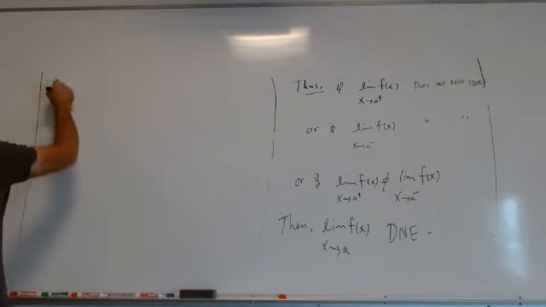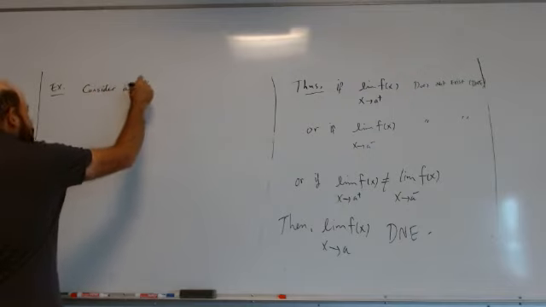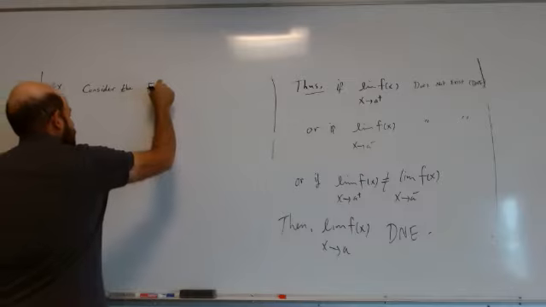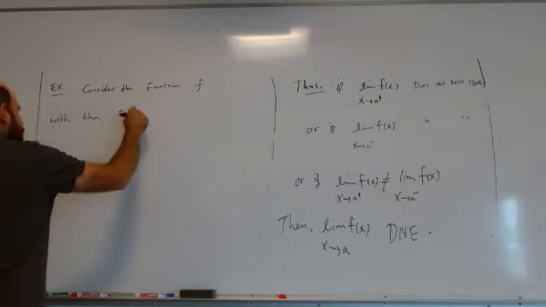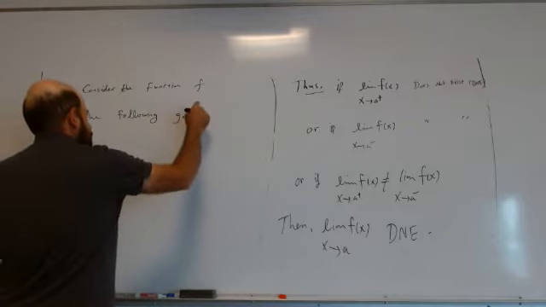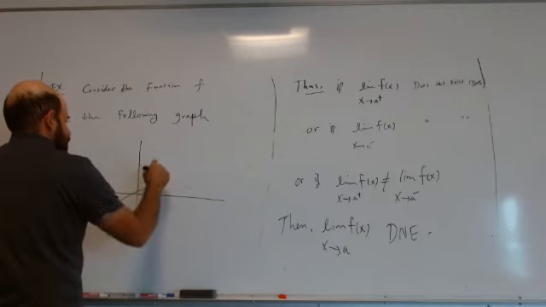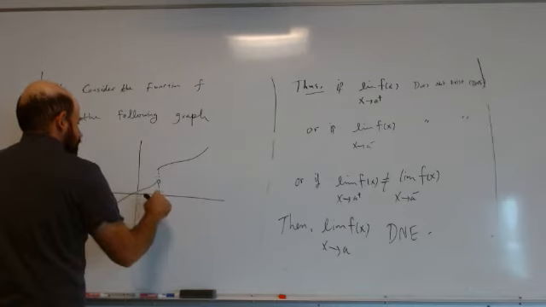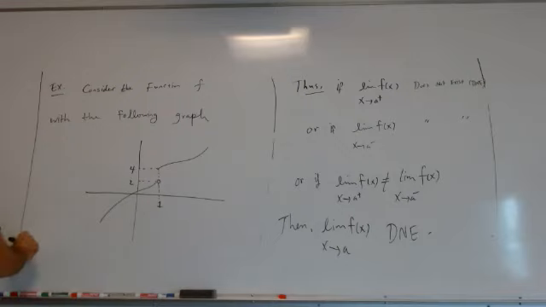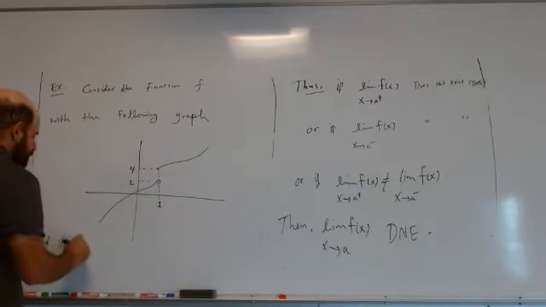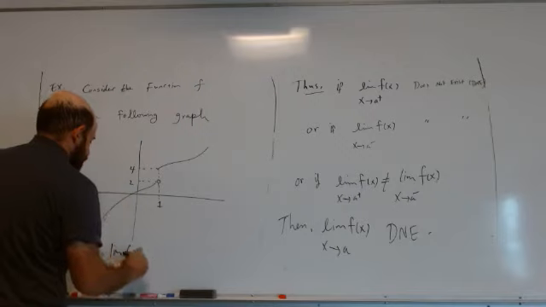Okay, so let's look at an example. Consider a function f with the following graph. So let's say this is 1, and let's say this is 2, and let's say this is 4. Find the right limit at 1 and left limit at 1 and the whole limit at 1.